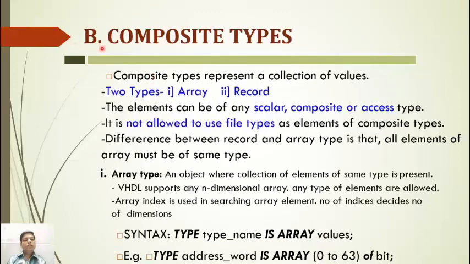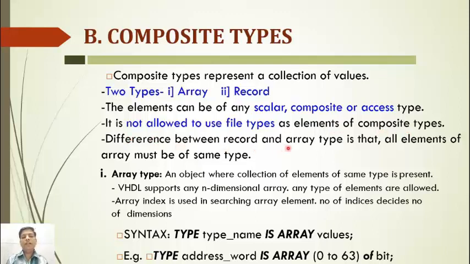Now the big heading, second, B, composite types. Here scalar types we have completed. Now we are moving towards the next point, that is composite types. Composite types represent a collection of values. In that, two types: first array, second record. The elements can be of any scalar, composite or access type. It is not allowed to use file types as elements of composite types.